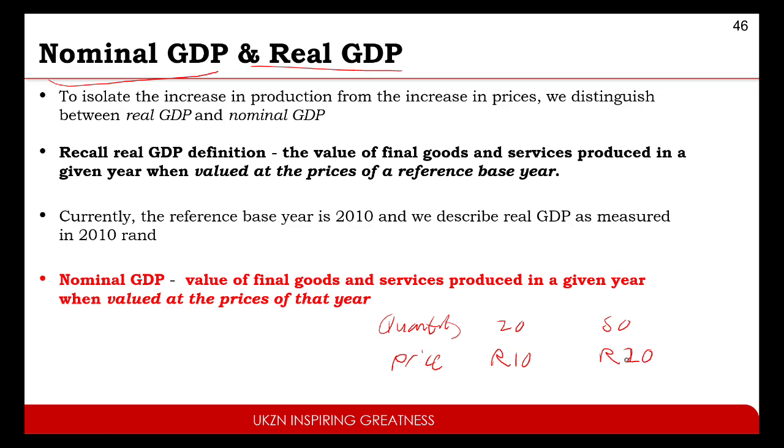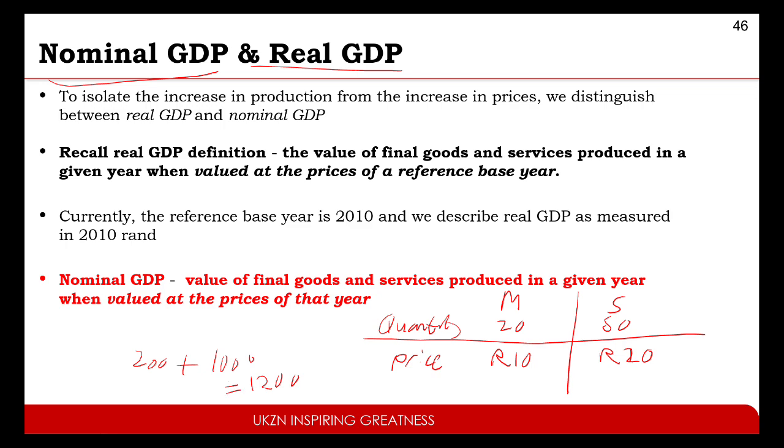Let me just say 20 Rand. So this is, let's say, milk, this is sugar. What will be the GDP if we use nominal GDP? For nominal GDP, all we say is this: you produce 20 milks and the price is 10 Rand each. 20 times 10 is 200, plus 50 quantities of sugar you produce, sold for 20 Rand. 50 times 20, that's 1,000. So nominal GDP is 1,200. That's how you calculate nominal GDP.